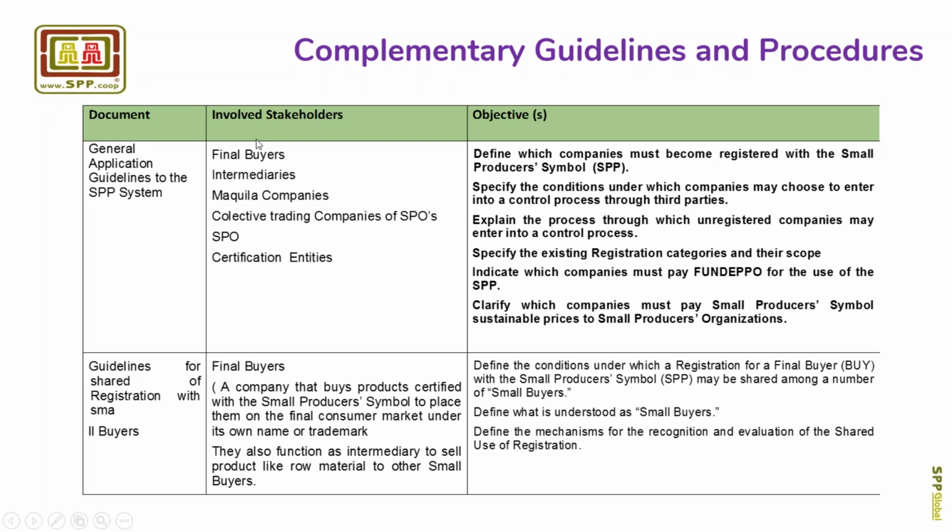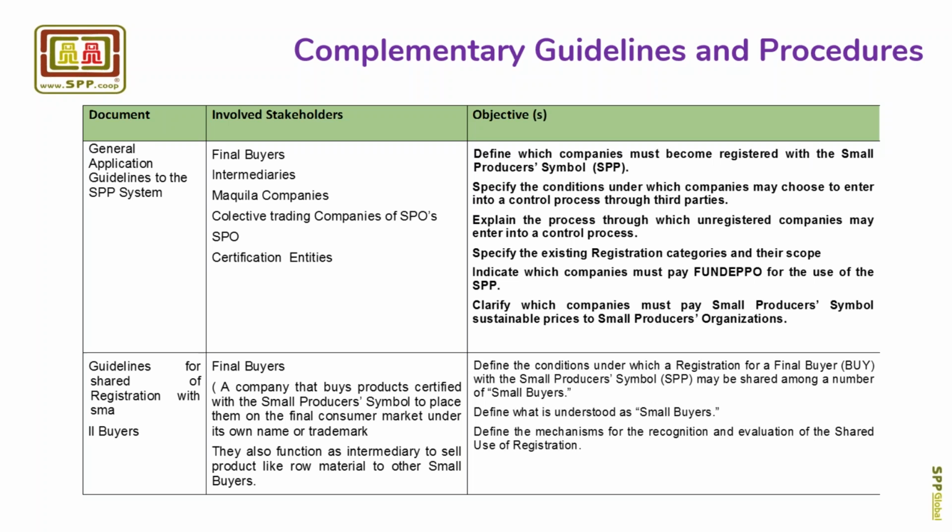In this case, the involved stakeholders are final buyers. A final buyer is a company that buys products certified with the small producer symbol to place them on the final consumer market under its own name or trademark. They also function as intermediary to sell products like raw material to other small buyers. Then, in this case, the objectives are: define the conditions under which a registration for a final buyer with a small producer symbol may be shared among a number of small buyers.